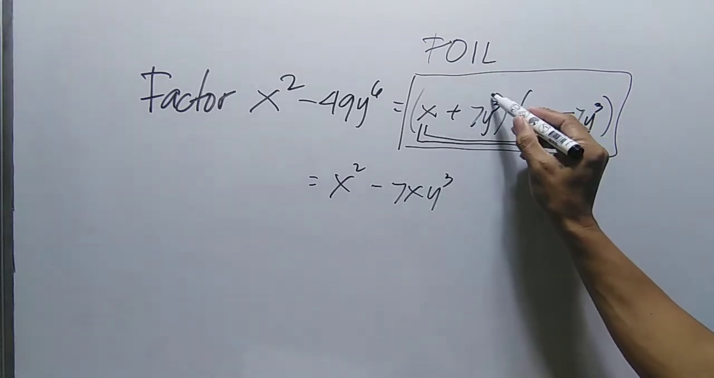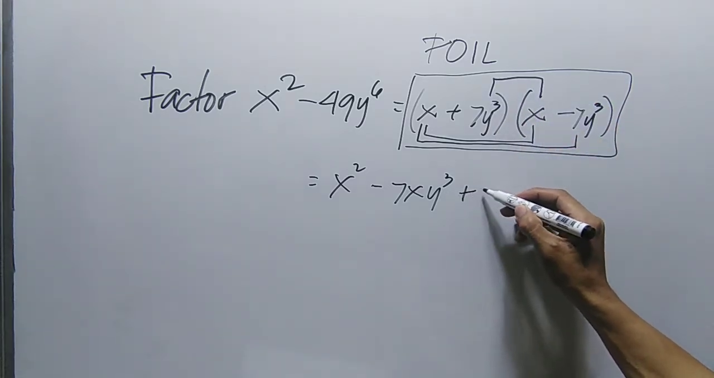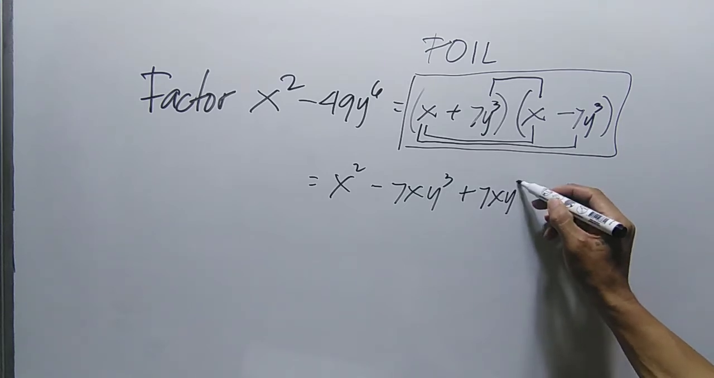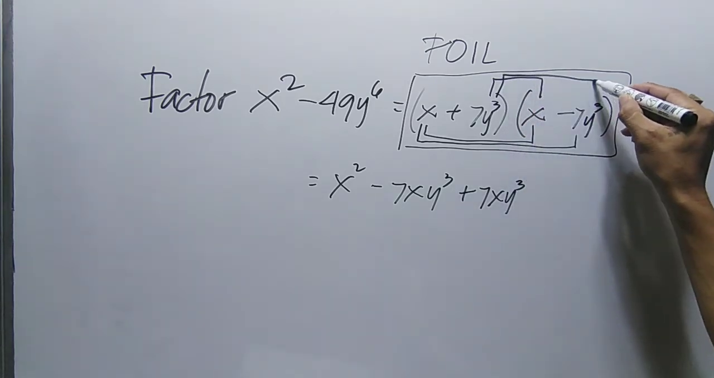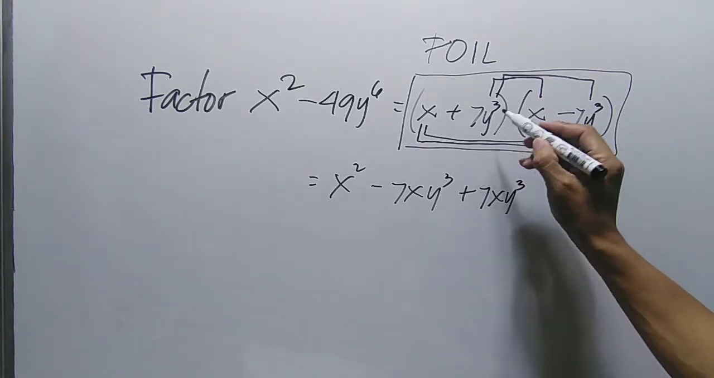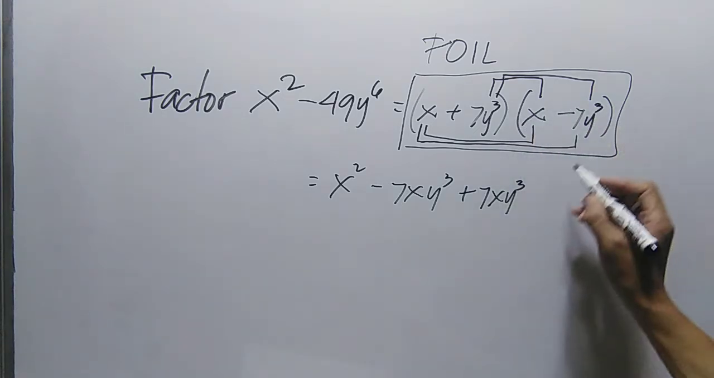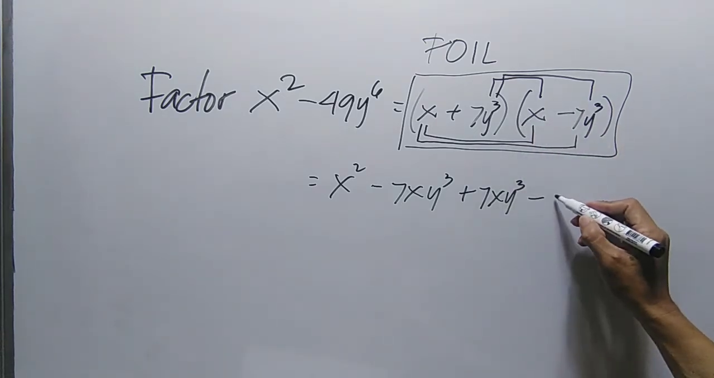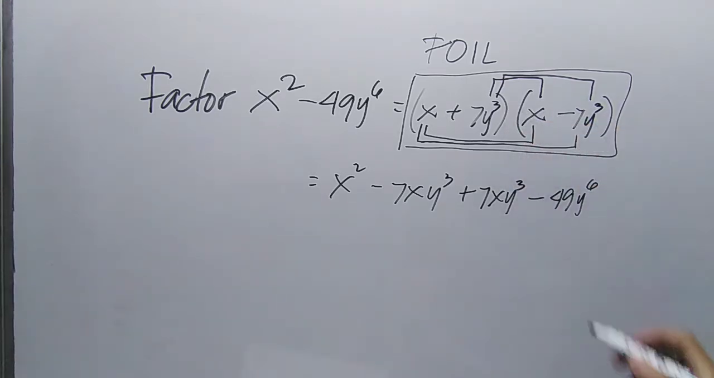Then inner, multiply natin yan, that is positive 7xy cubed. And last term, si 7y cube, multiply natin kay negative 7y cube. Positive 7y cube, i-multiply natin kay negative 7y cube. So, magiging negative 49y to the 6th power kasi add natin yung exponent.